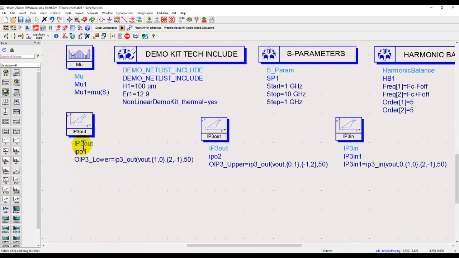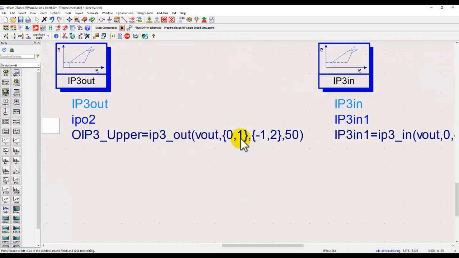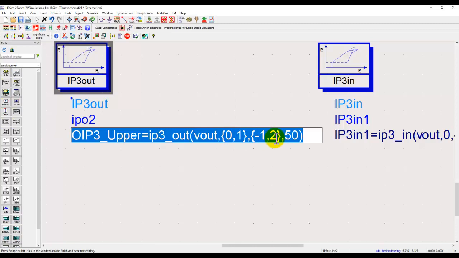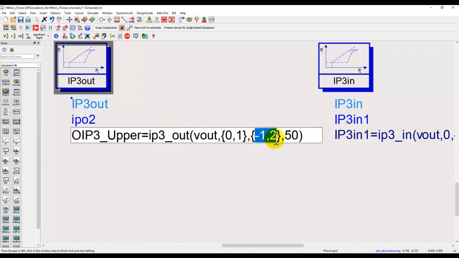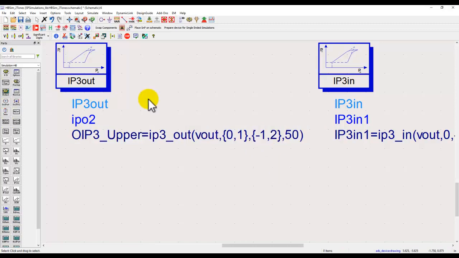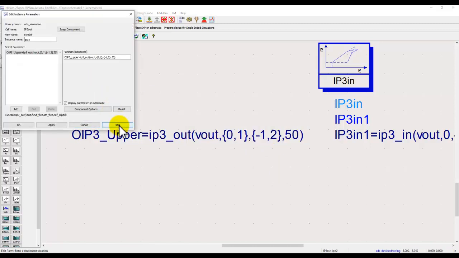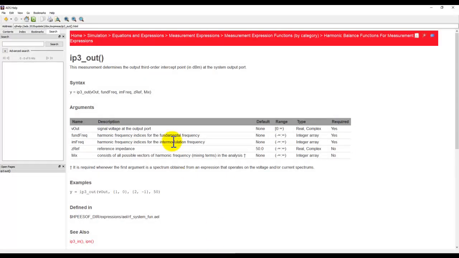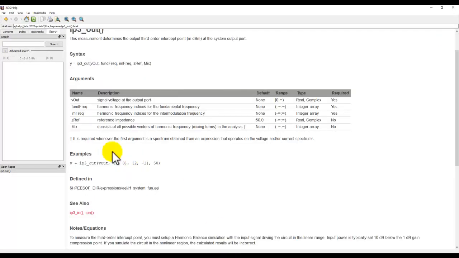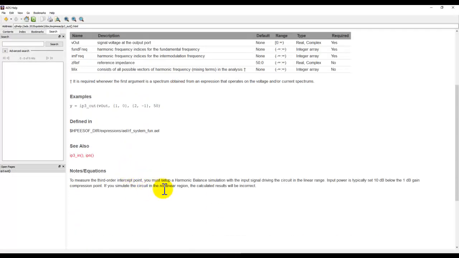And here you have IP3 out, one for the lower side. So here I'm considering the lower side tone and the lower side intermodulation product. Here I'm considering 0, 1, which is representing the upper side tone. And then I'm talking about 5.003 gigahertz, and 50 is the reference impedance basically. And again, if you're confused, double click on the help. It will open up the documentation page and you can refer to what it is and how it does the measurement.